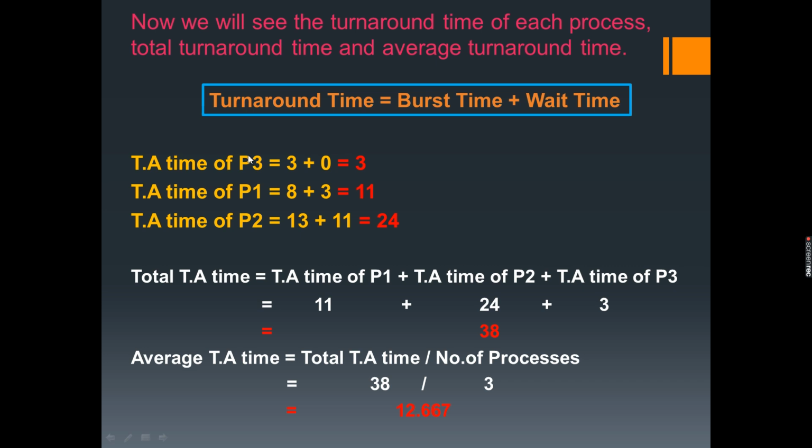So here the turnaround time of process 3 is 3 plus 0, which is equal to 3. The turnaround time of process 1 is 8, that is its execution time, plus 3, which is its wait time, equal to 11. And at last, the turnaround time of process 2 is 13 plus 11, which is equal to 24. So the total turnaround time is the sum of all the three processes' turnaround times, that is 38. And the average is the total divided by the number of processes, that is 12.667.